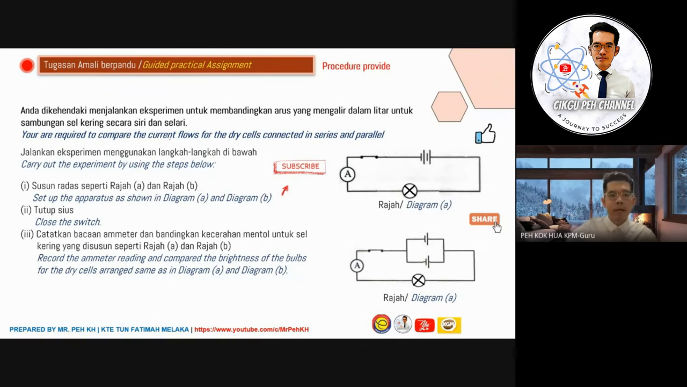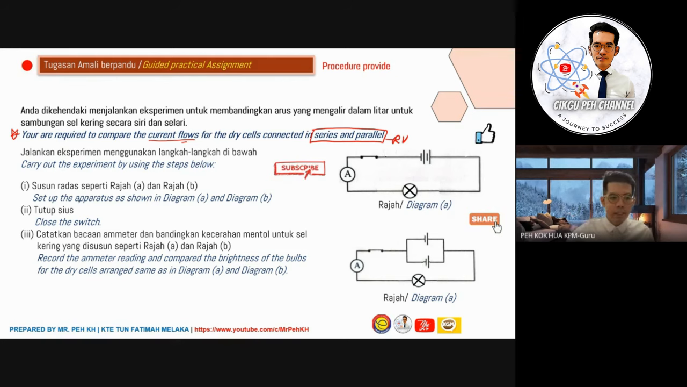You are required to compare the current flow for dry cells connected in series and parallel. In this sentence, you already need to know what the manipulated variable and responding variable are for this experiment. Firstly, the question asks you to compare the current. That means this is the responding variable, which you want to measure using the ammeter. Then the parallel and series connection of the dry cells will be the manipulated variable. Next, carry out the experiment using the steps below.